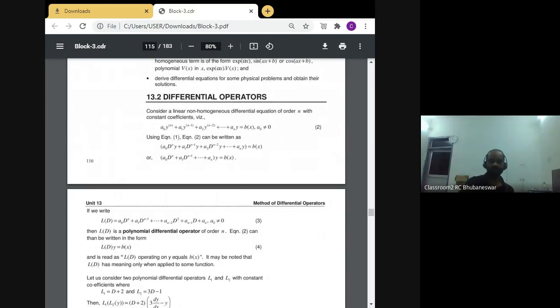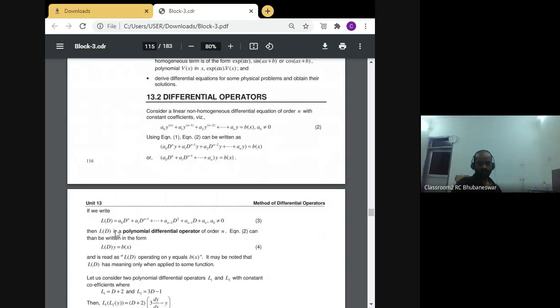But here d to the power n does not mean a degree of d, but it is the nth order derivative of another function. That's why this operator is known as a polynomial differential operator of order n.